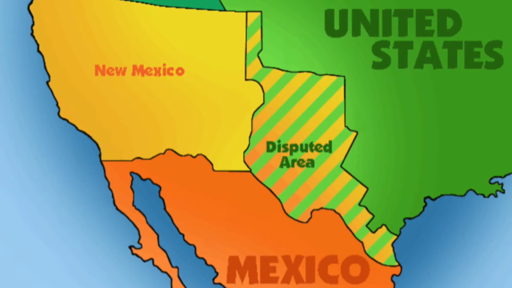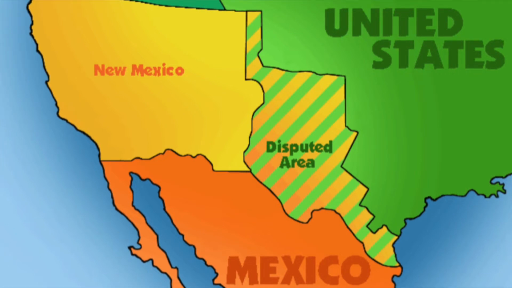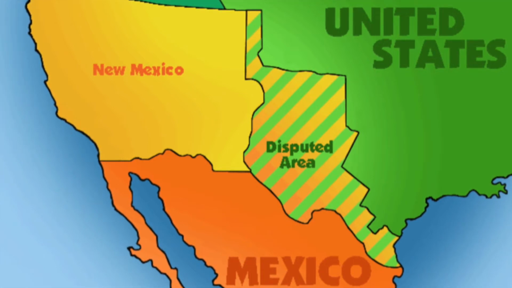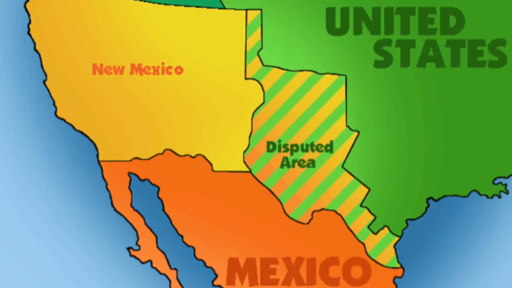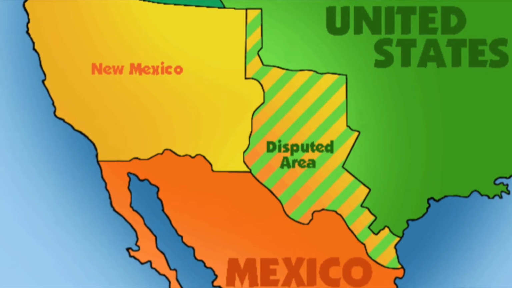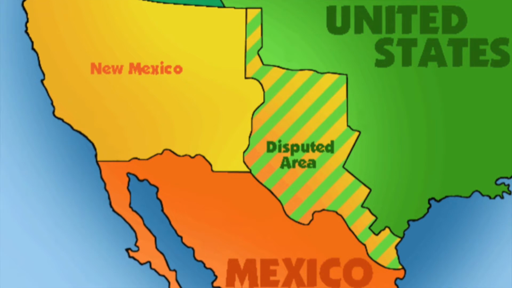Now, this disputed area is going to become a problem because James K. Polk thinks that the Rio Grande, which is the bottom of that area, is going to be the boundary of Texas between the United States and Mexico, whereas Mexico is going to believe it is the Nueces River, which is that one that is a little bit deeper up into what we now know as Texas, as the boundary.